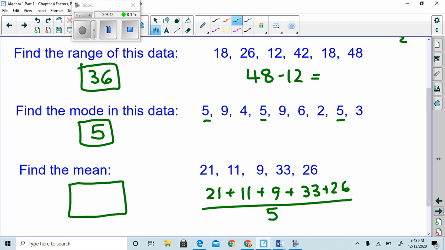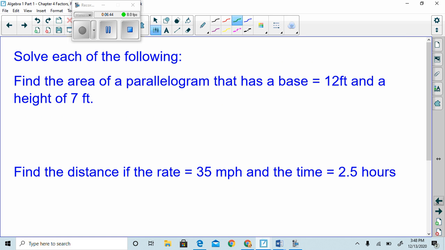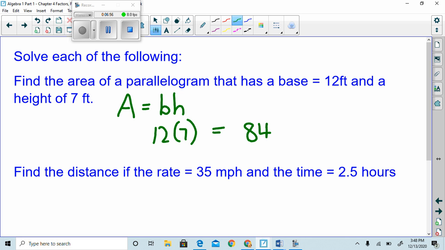On to formulas. We talked about everyday common formulas like the area of a parallelogram. If I know the base and I know the height, I simply multiply and I put my units, unit analysis. This is feet squared. There were no decimals there, so that was nice and easy.